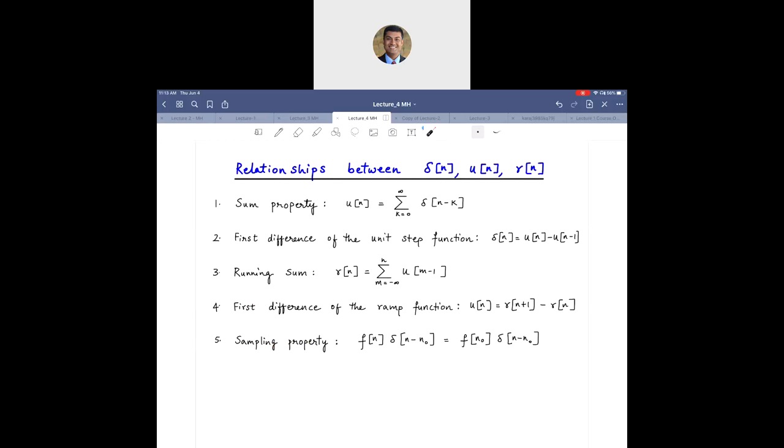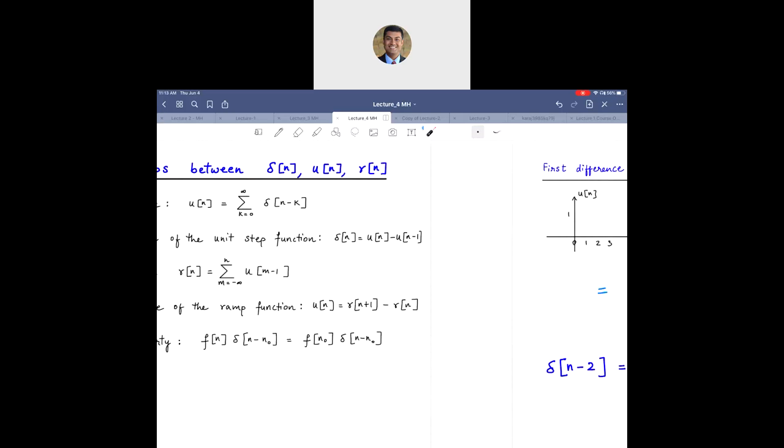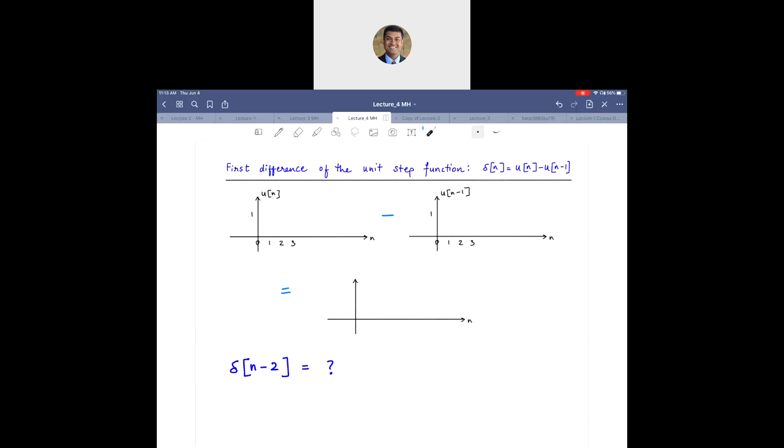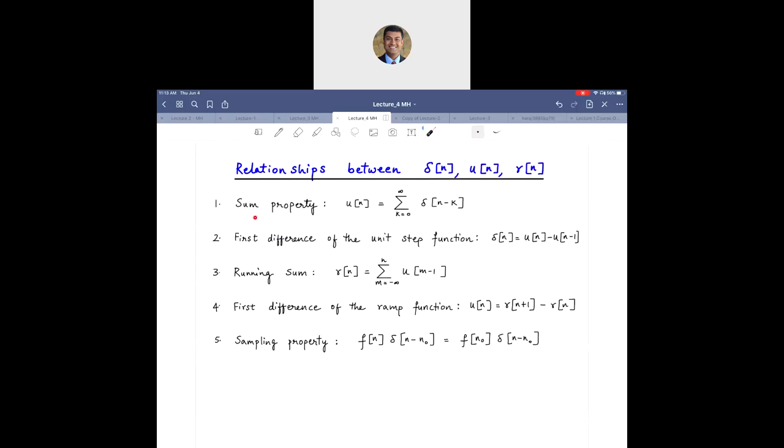As you can see, all of these relationships rely on 3 things: unit impulse, step sequence, and the ramp sequence: delta of n, u of n, and r of n. Let's take a look at the first one, which is the sum property, which is, can I represent u of n as a summation of shifted unit impulses? We looked at the sum property earlier on. Let's take a look at its corresponding first difference. So we have taken a look at the first one earlier.